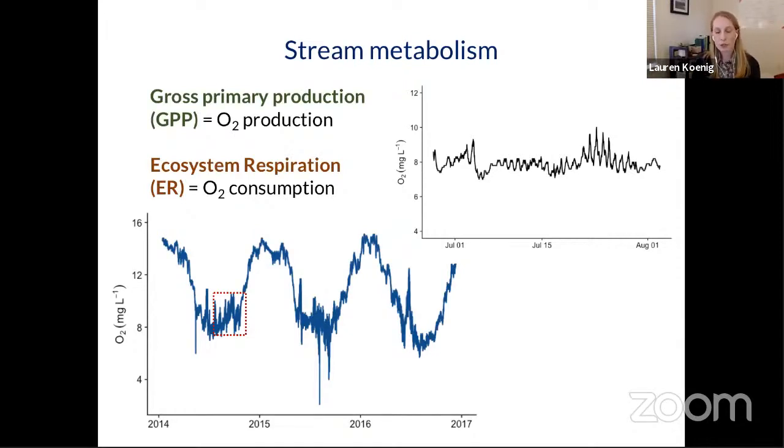Primary production and aerobic respiration really dominate metabolic energy flow in streams. And we estimate GPP and ER as the production and consumption of oxygen, respectively, which is why I'm showing these oxygen time series. And so stream metabolism is really an integrative measure of biotic activity and essentially encapsulates the pulse of river ecosystems as they create and respire organic matter on a daily basis.